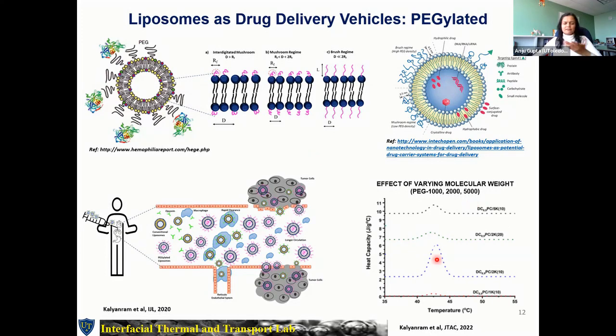And if you just look quickly at the thermal analysis of these three formulations, you'll see that lower molecular weight PEG shows a very nice sharp peak, and that broadens with the addition of higher molecular weight PEG molecules. So we did an extensive study, which is published in this paper.